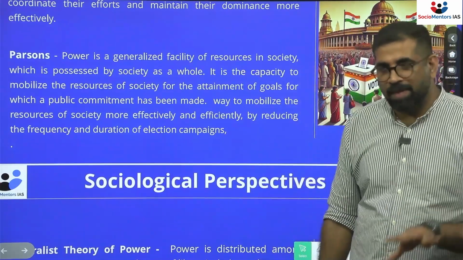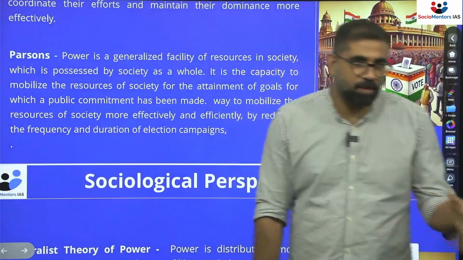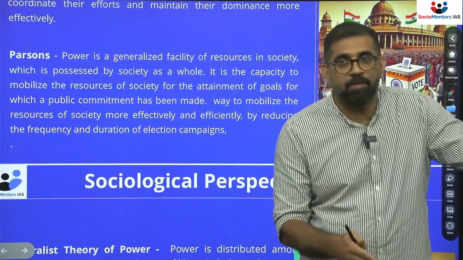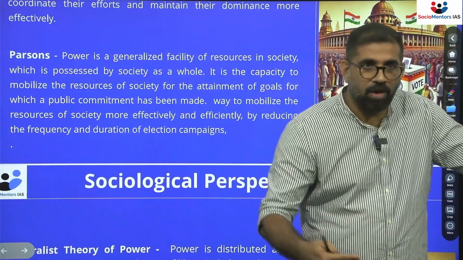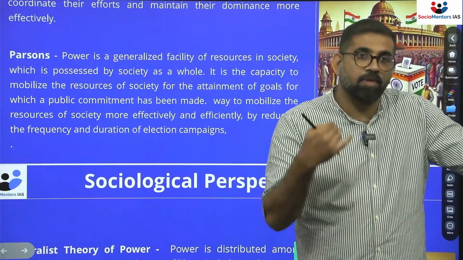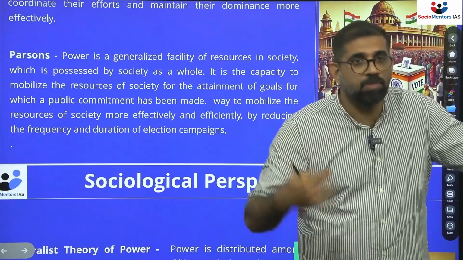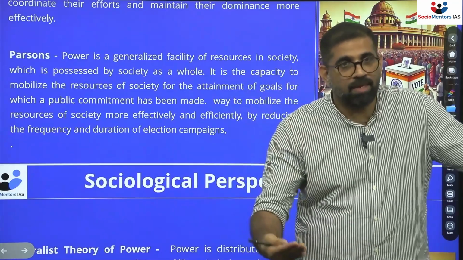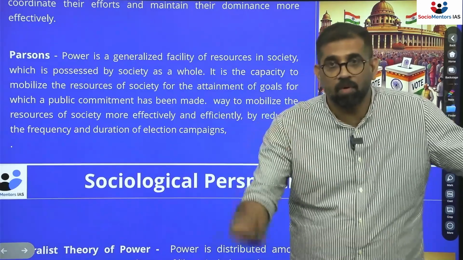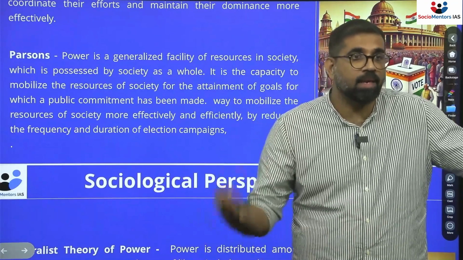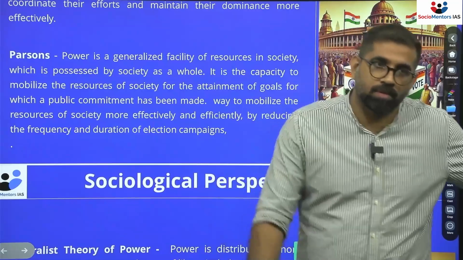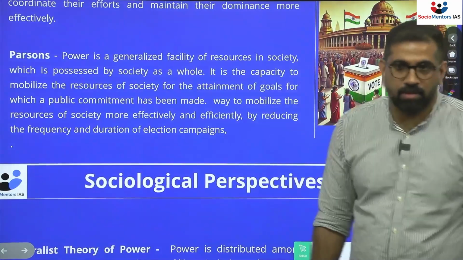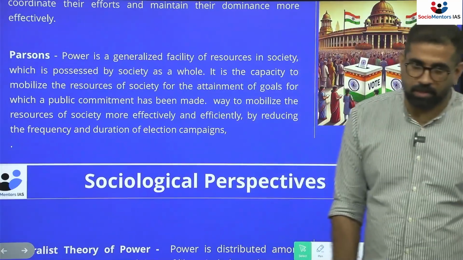So simultaneous elections can be considered from Parsons' perspective in the sense that when elections are conducted simultaneously, we can reduce the resources required for conducting elections. We can reduce the time spent by various officials, and all the officials can utilize that time for achieving the collective goals of society, and thereby they can increase the power of overall society. Clear? This is how you can connect Parsons' theory of power to simultaneous elections.